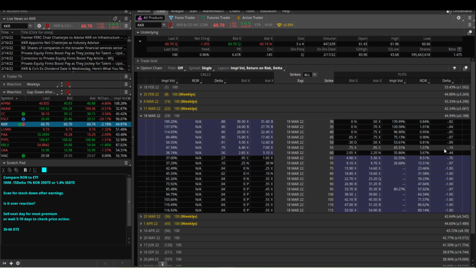So we don't really have a 15 delta to go on. We do see that the 19 delta is paying roughly 1.5. So the 9 delta is paying 0.81. So the 15 is probably going to give us a little bit better than what the IWM was paying. So this may not be a bad one to go with as well.